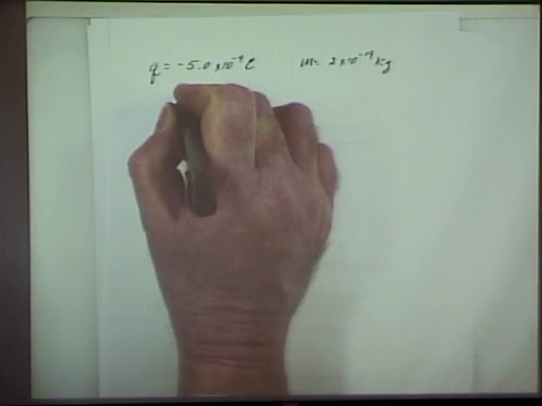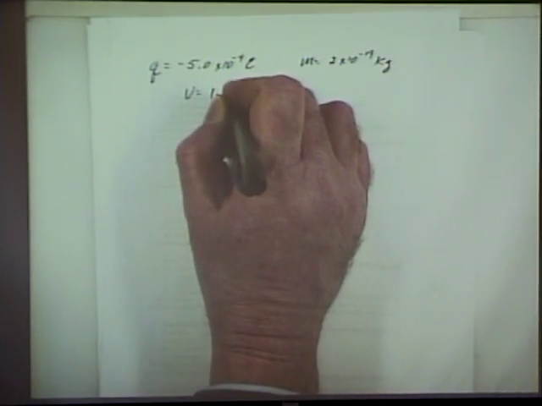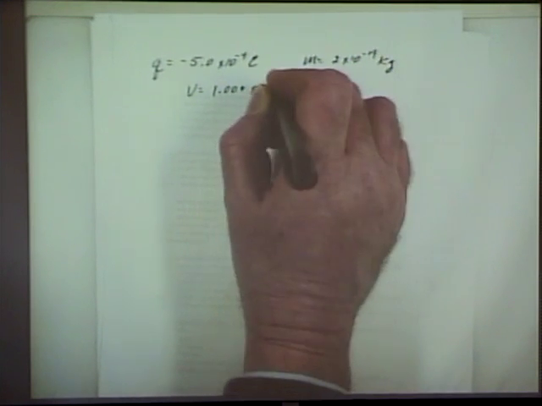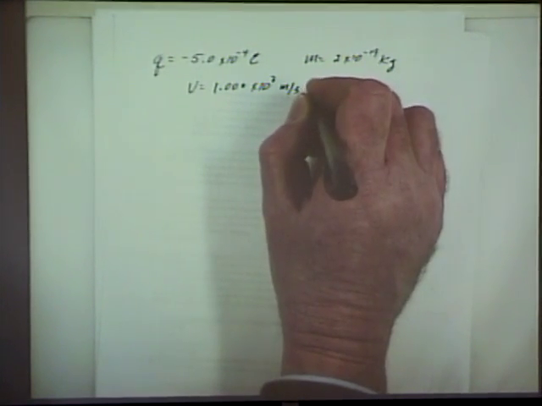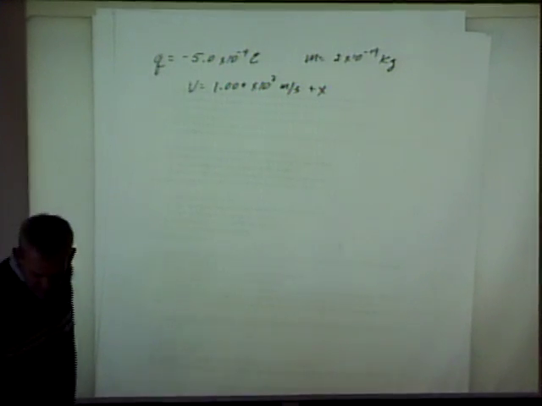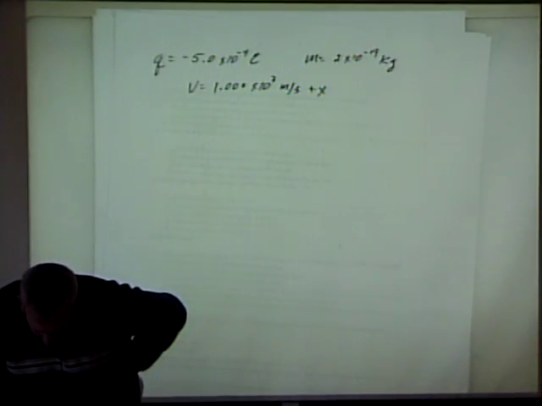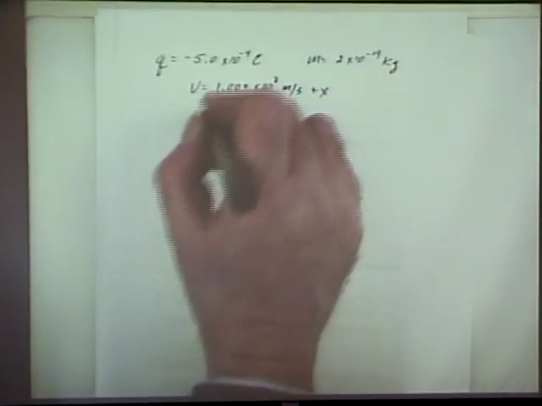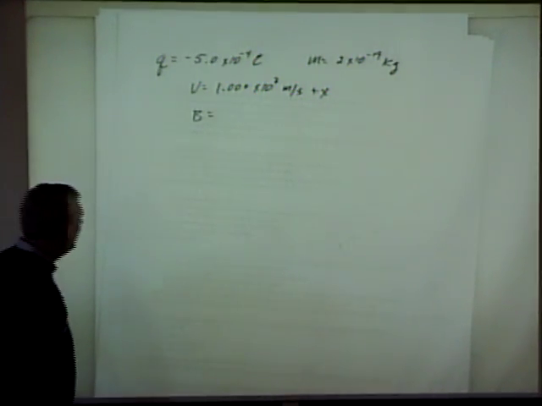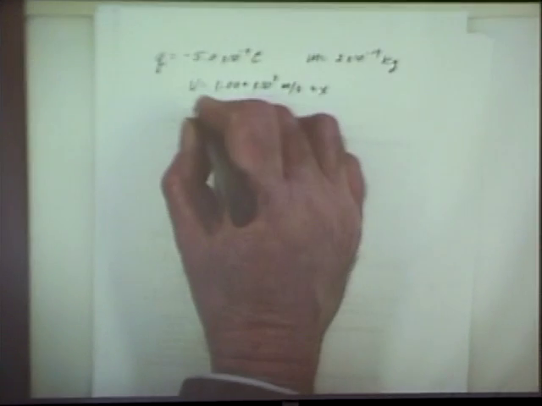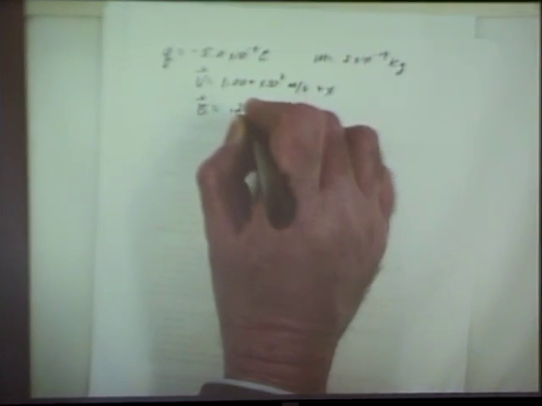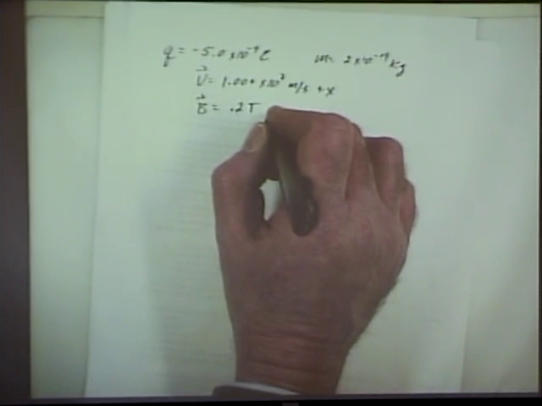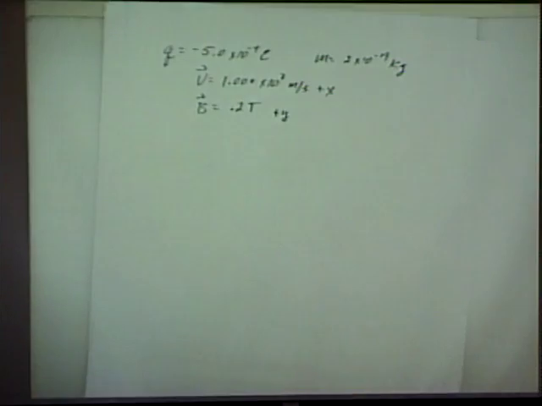All right, now then, it moves at a velocity of 1.00 times 10 to the third meters per second, and that's in the positive x direction. Now then, it enters a uniform magnetic field that points in the positive y direction. So, example 2, page 663. It enters a magnetic field of 0.2 Teslas, and I'm going to put little vector signs on these, and that is in the positive y direction.